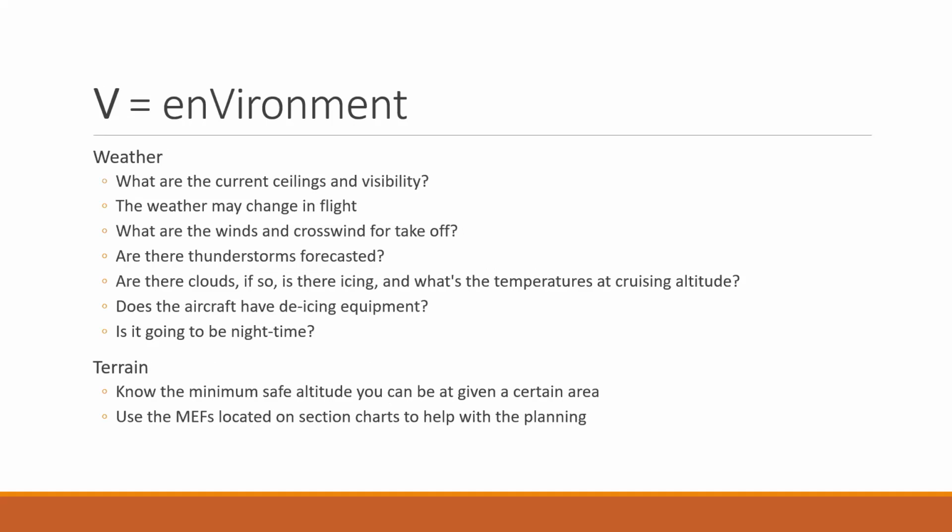Environment. So mostly when we talk about environment, we're going to be talking about weather, but it also does include things like terrain, but for the most part, weather. So things like ceilings, visibility, how weather may change during your flight. Maybe there's a front moving in, so you might have to take that into consideration. What are the winds like? Is it going to be a heavy crosswind? What are the winds aloft like? Is it going to be a pretty stiff breeze going there, or you need more gas coming back if there's a strong headwind?